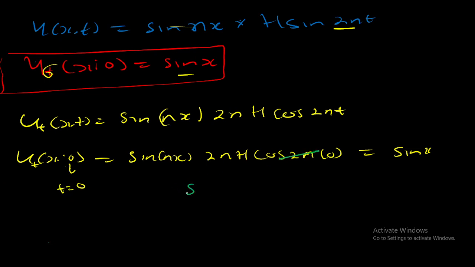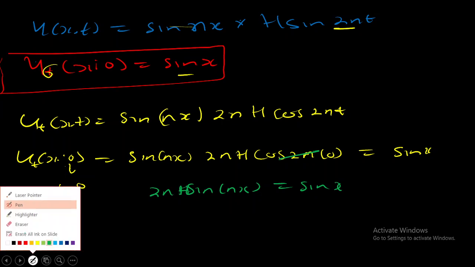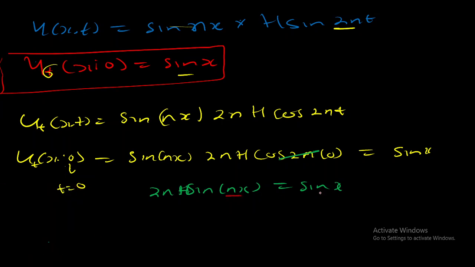So we'll be left with sine of nx, 2nh multiplied by sine of nx is equal to sine of x. For you to equate the right hand side and the left hand side, the argument must be the same. How can you make the left hand side and the right hand side the same? It means n must equal 1, so that you can take the coefficient 2nh and equate it to 1.